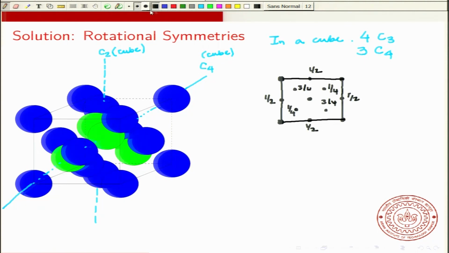Oh, this should be C4. Sorry, this is a mistake. This should be C4 for a cube. I have made a couple of mistakes. Okay, this should be C3 for a cube, and this should be C4 for a cube. Okay, so the 4 C3s. This is a C3 for a cube. This is a C4 for a cube.